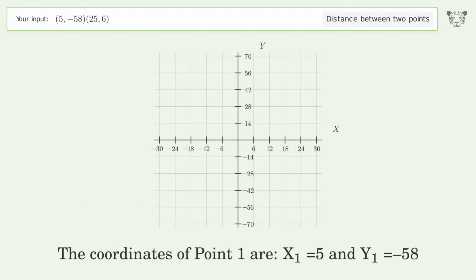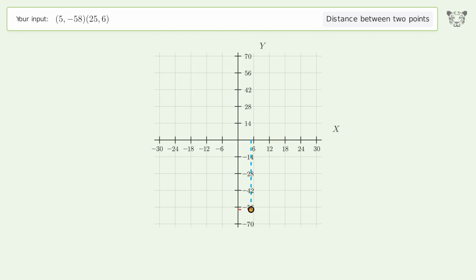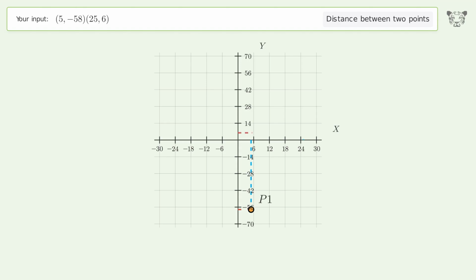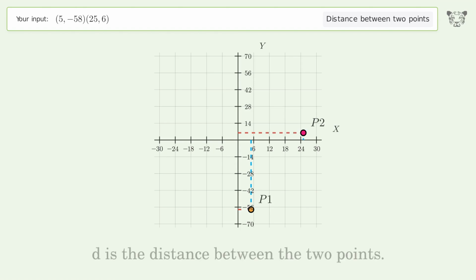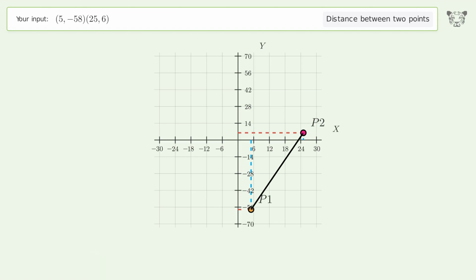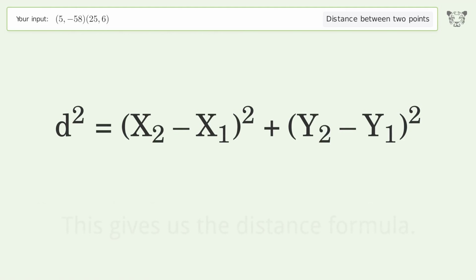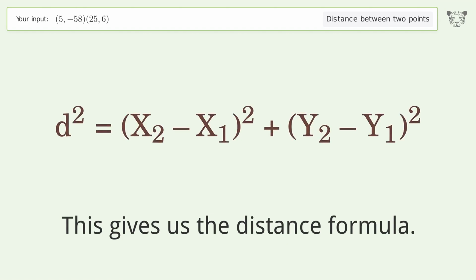The coordinates of point 1 are, x1 equals 5 and y1 equals -58. The coordinates of point 2 are, x2 equals 25 and y2 equals 6. D is the distance between the 2 points. First, take the square root of both sides of the Pythagorean theorem. This gives us the distance formula.